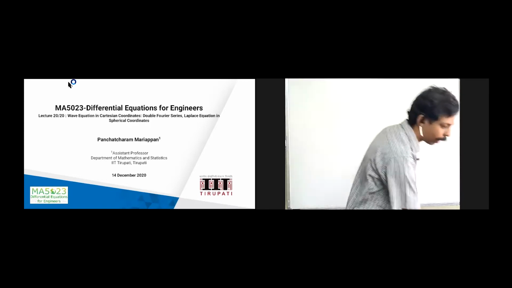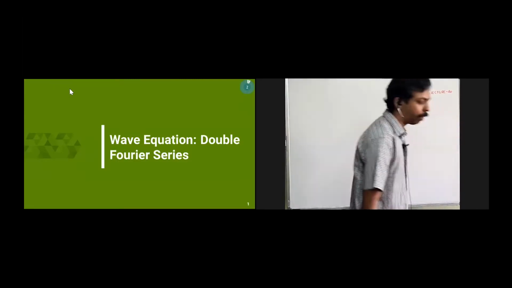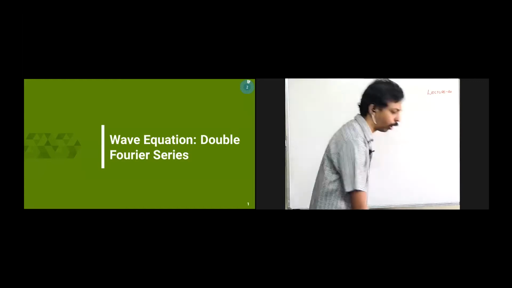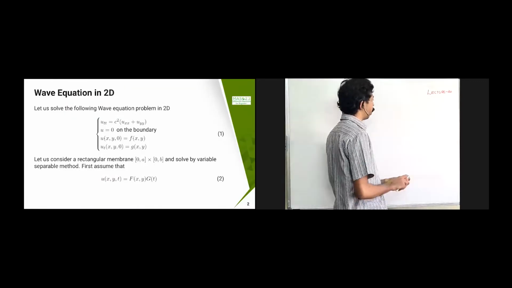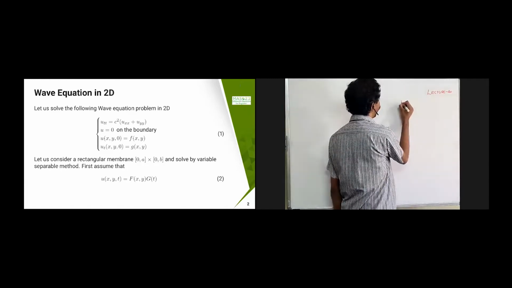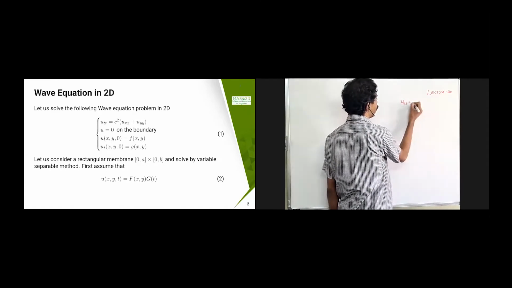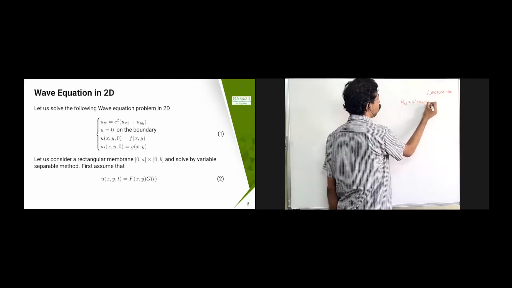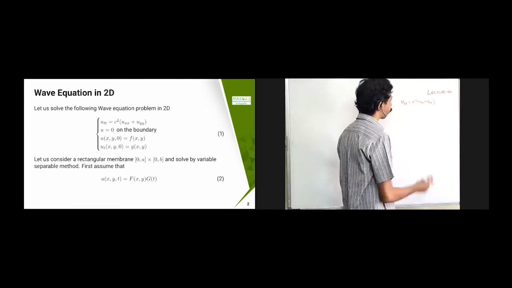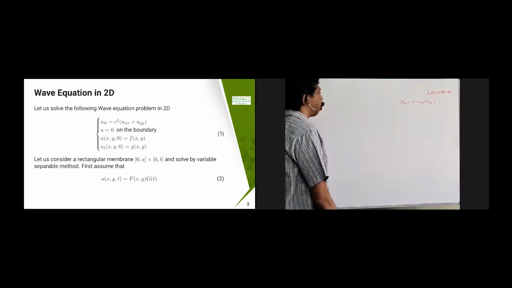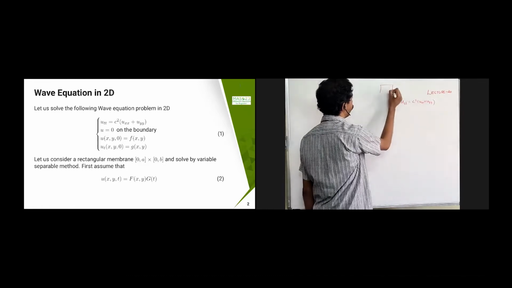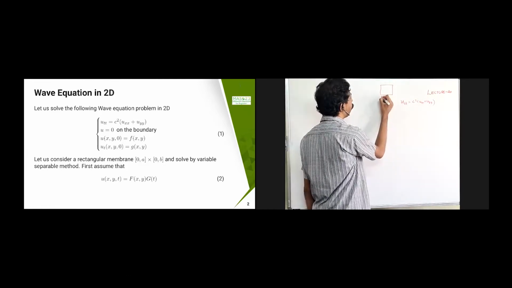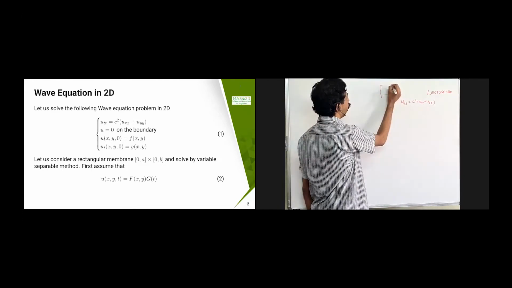We have the wave equation, which we are going to solve in Cartesian coordinates, in two dimensions. So I'm going to solve this problem: u_tt is equal to c square times (u_xx plus u_yy). I'm going to solve it in a small rectangle, 0 to a and 0 to b.